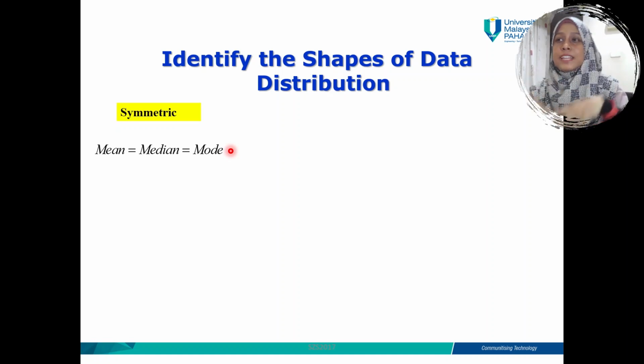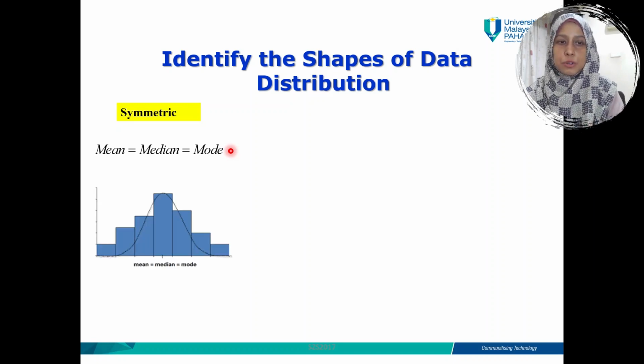Which means that even without plotting the histogram, you can determine the shape of distribution by comparing the mean, median and mode values. A symmetric distribution is a bell-shaped distribution. So let me just remind you of how it looks. This is how a bell-shaped distribution looks like.